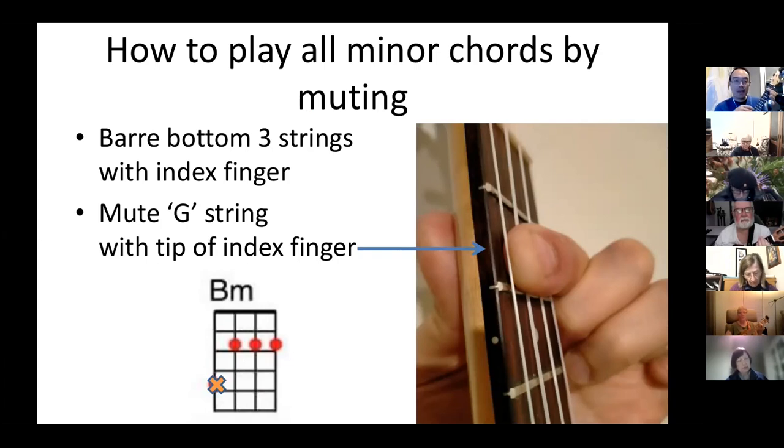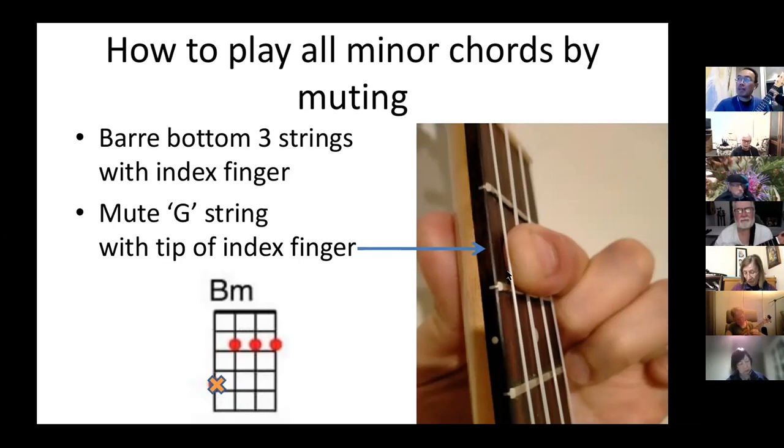Test, pluck the G string. You should hear that click. Super, and then you strum the rest. It sounds good. That's a B minor. So now your B minor barre chord is now a single finger, just one finger. That's all you need.